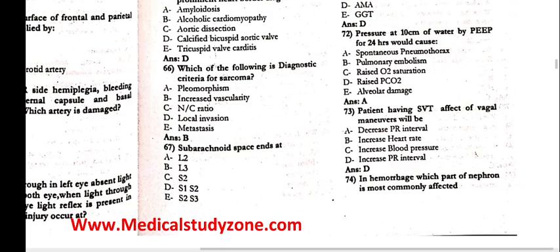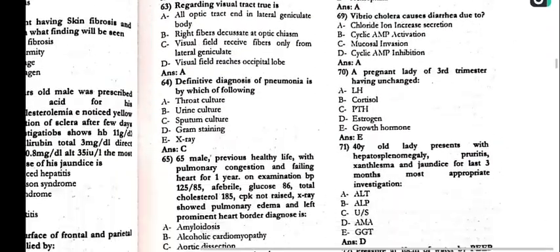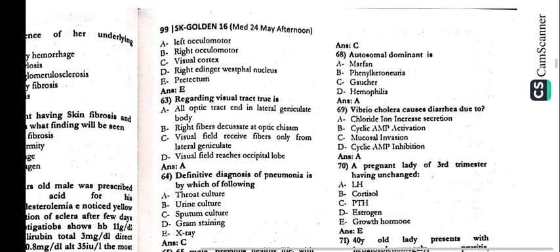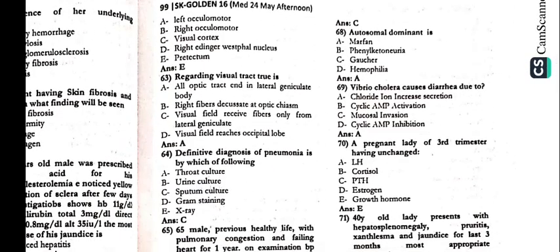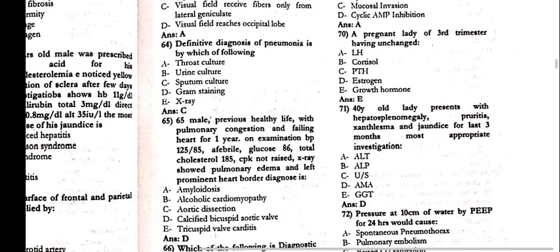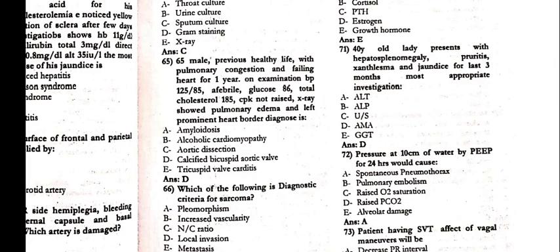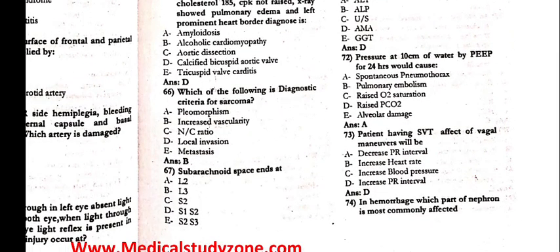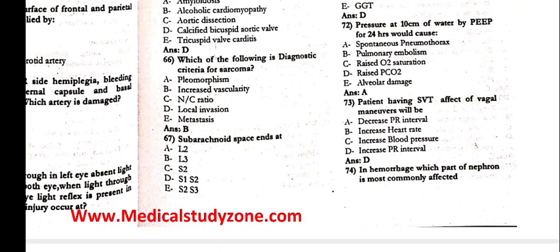67, the subarachnoid space will end at basically S2 level. Next 68, autosomal dominant is the Marfan syndrome. Vibrio cholerae causes diarrhea due to chloride and increased secretion. 70, pregnant lady of the third trimester having unchanged growth hormone. 71, a 41-year-old lady presented with hepatitis, splenomegaly, proctitis, and thalassemia, jaundice for the last 3 months. Most appropriate investigation would be AMA, antimitochondrial antibodies. Sensitive to pressure at the 10 cm water of the PEEP for 24 hours would cause spontaneous pneumothorax.